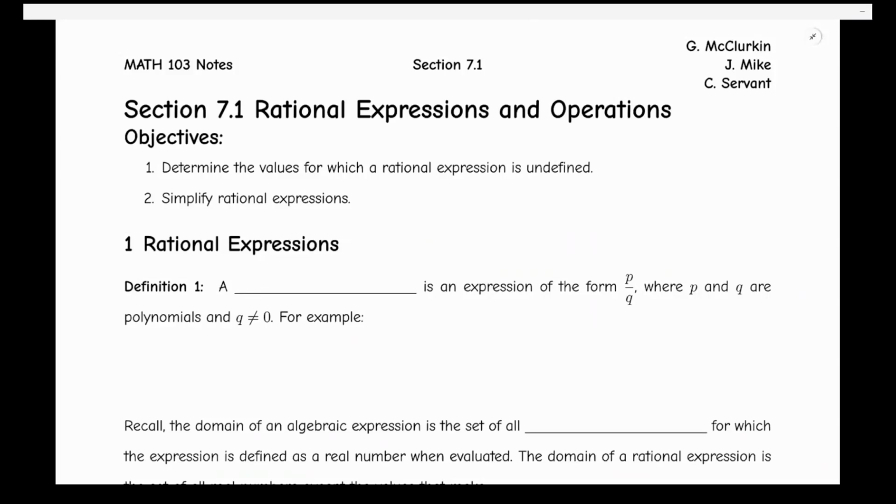Hello, this is section 7.1, Rational Expressions and Operations. Part 1, Rational Expressions. Definition 1.